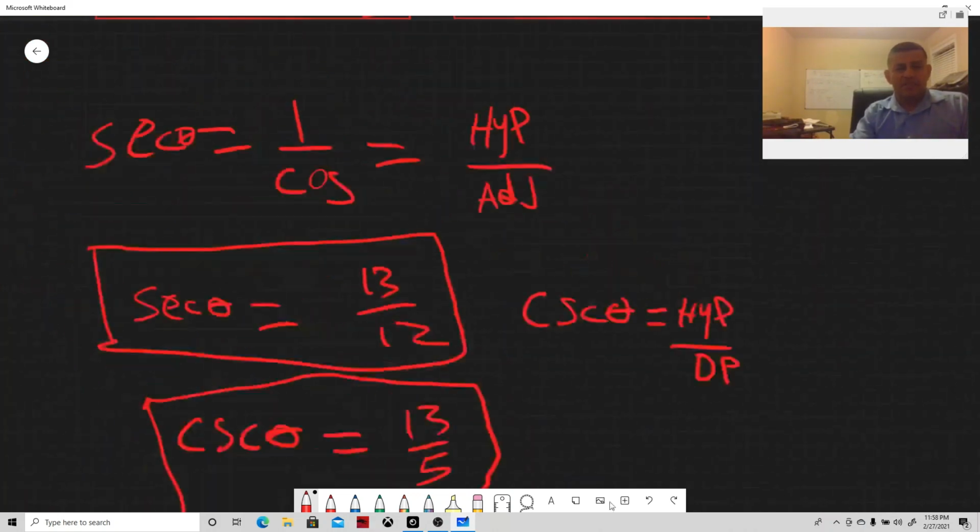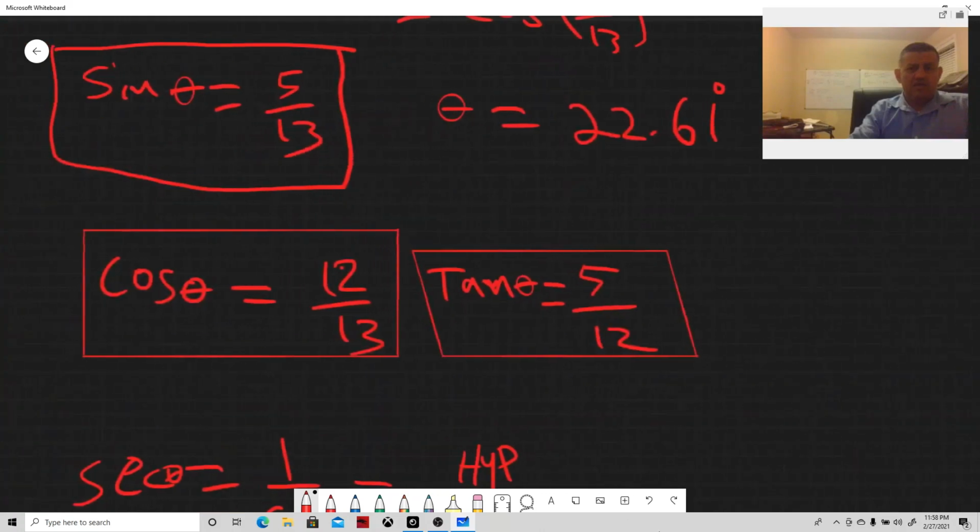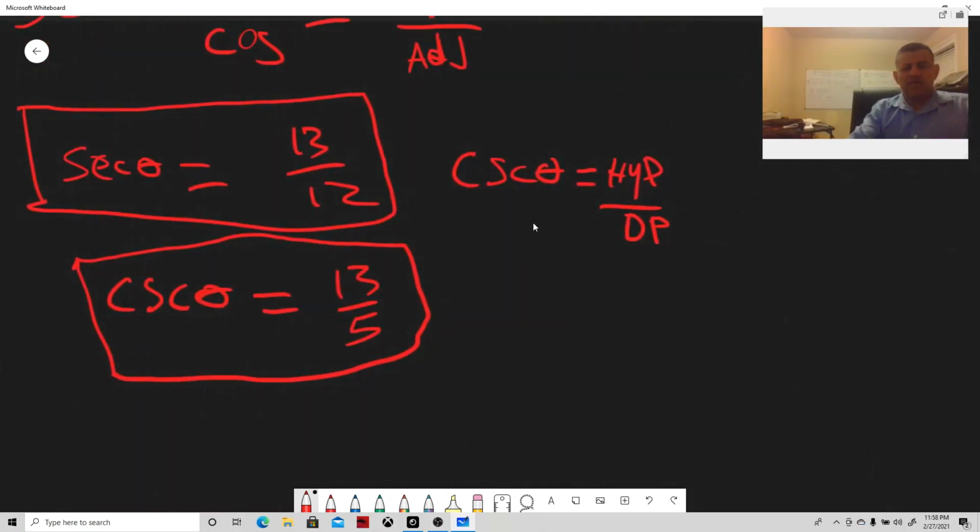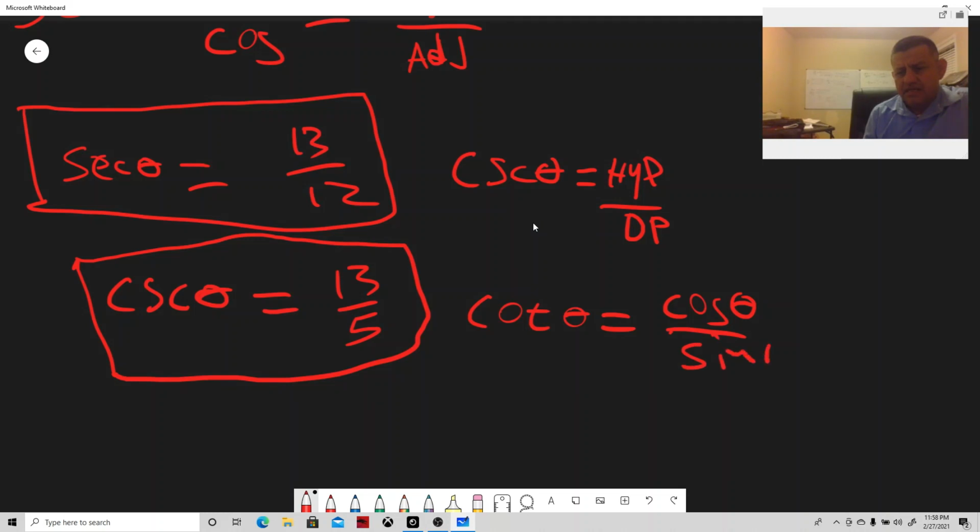Now, how many do we have? All right, so we have 3. Okay, we need one more. We need the cotangent, right? So in this case, cotangent is going to be the opposite of the tangent, right? So cotangent of theta is equal to 1 over tangent, right? Or cosine over sine. Last time I proved this formula, but it's cosine of theta over sine of theta, right?